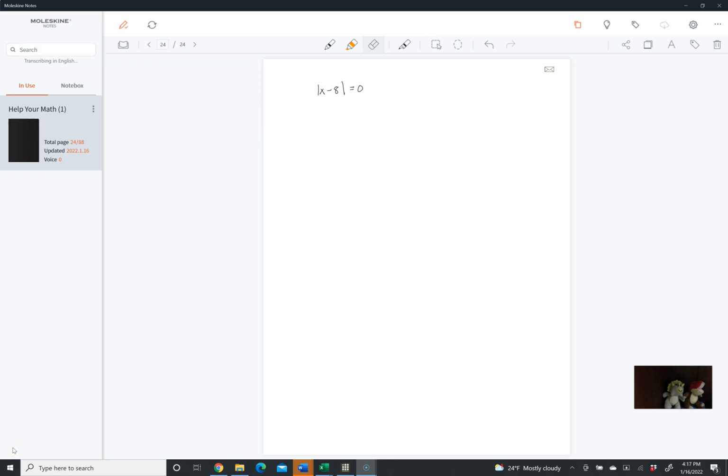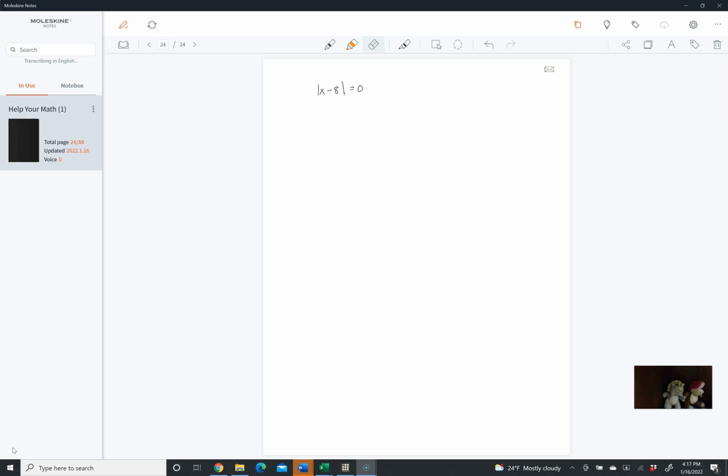We are going to look at an absolute value equation. So let's take a look at the absolute value of x minus 8 equals 0. Absolute value says that whatever is within the absolute value loses its sign. In other words, the distance from 0 is always going to be positive.